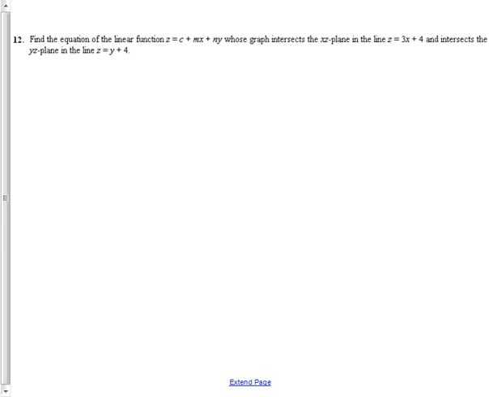All right, this is a new type of question, but something that I would expect you to be able to make a leap on. So it says that we're trying to find an equation for the linear function that intersects the xz plane given this linear equation and the yz plane given this equation. So when it intersects the xz plane, that means that y equals 0. And when it intersects the yz plane, that means that x equals 0.